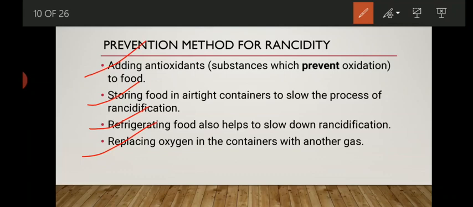Storing food in an airtight container also prevents it. Refrigerating: commonly we keep our food material in the refrigerator because the temperature is very low, so our food does not get oxidized. Last is replacing oxygen in the containers with another type of gas. So up to here we discussed rancidity and corrosion and their prevention methods.